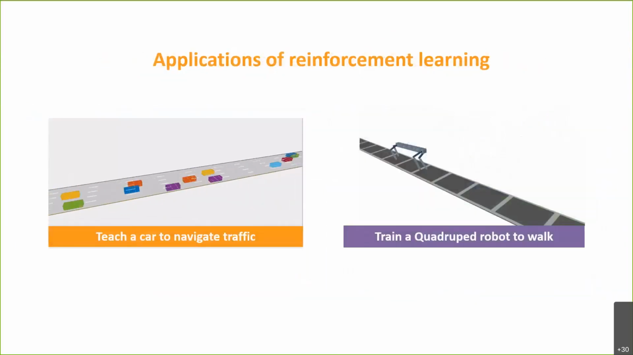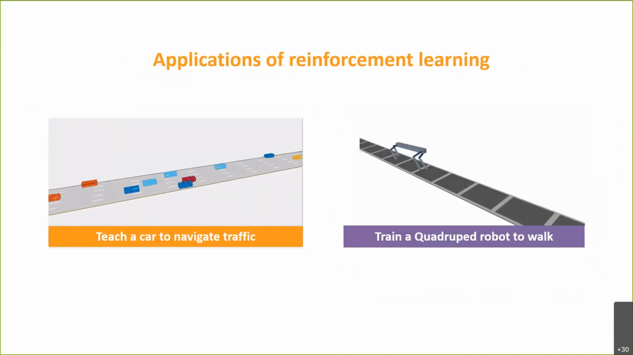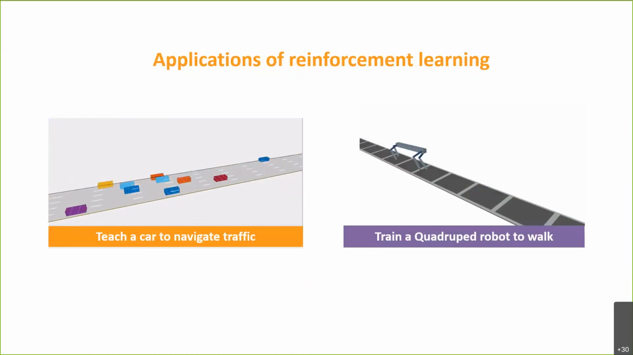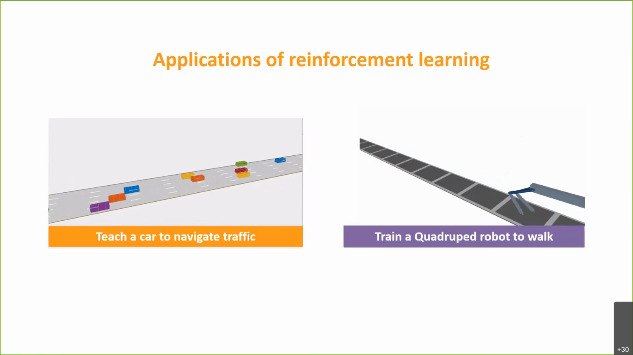Another emerging area I would like to tell you about is reinforcement learning, which is a type of machine learning that uses deep learning. It has been shown to solve some really hard problems, for example control systems, such as teaching a self-driving car to navigate traffic, like what the video showed just now, or training a quadruped robot how to walk. Reinforcement learning is a very exciting topic to talk about.